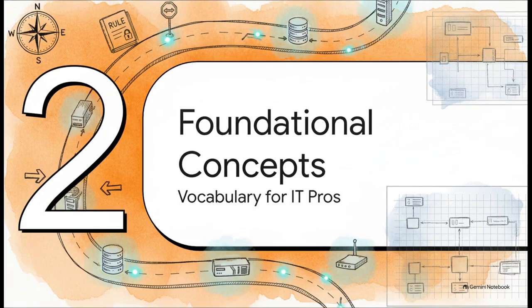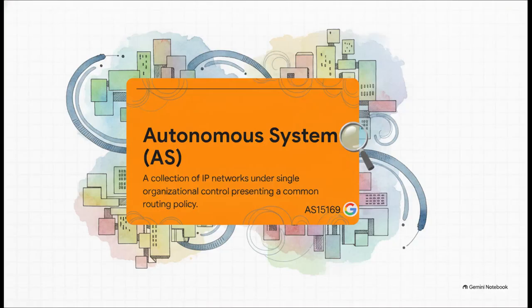Section 2, Foundational Concepts, Vocabulary for IT Pros. Before we start analyzing specific protocols to prevent those kinds of nightmare outages, let's lay down some ground rules. First up is the autonomous system, or AS for short. Think of an AS as a distinct, unified neighborhood on the internet, and it's all under the control of a single organization. Every AS gets a unique number from the Internet authorities, like Google is AS15169, Comcast is AS7922.